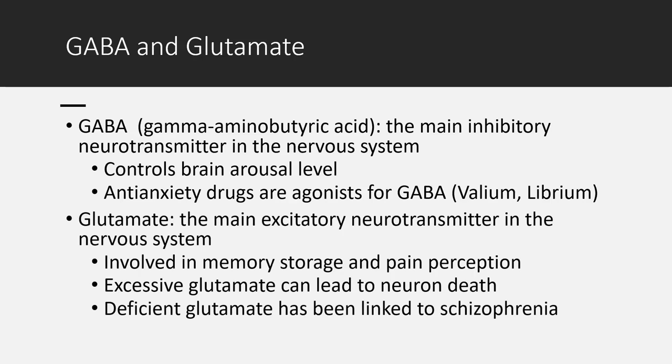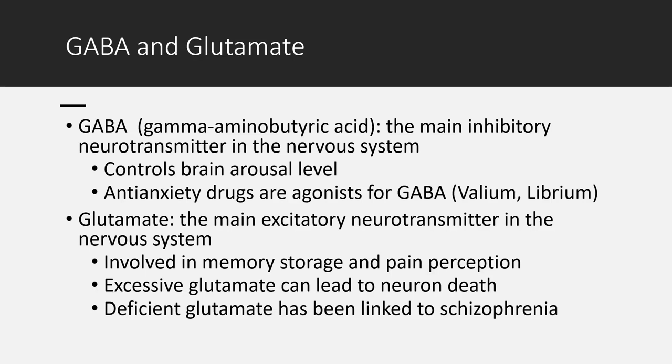Glutamate is the main excitatory neurotransmitter, meaning it increases the level of transmission in the nervous system. It's heavily involved in memory and pain, which you might think can't possibly be related. Well, there's an evolutionary reason why you want to link pain and memory. If something hurts you, you want to avoid doing it in the future. So they are connected. There are separate functions there, but they are interrelated.